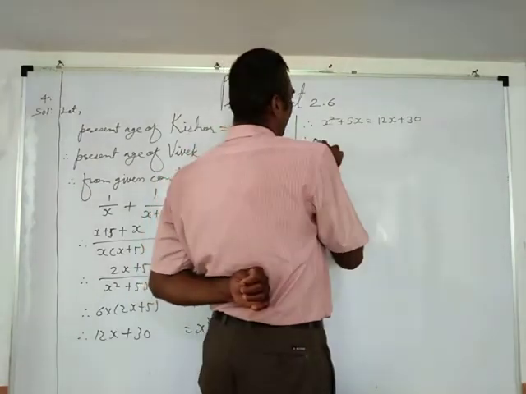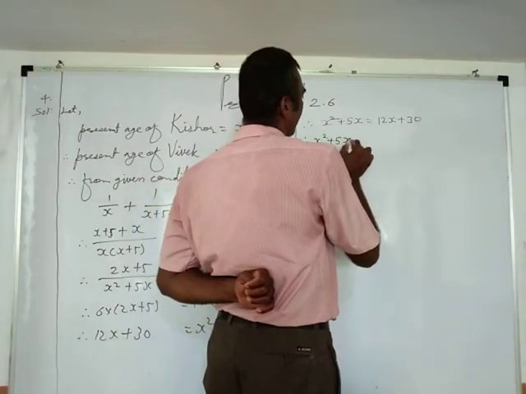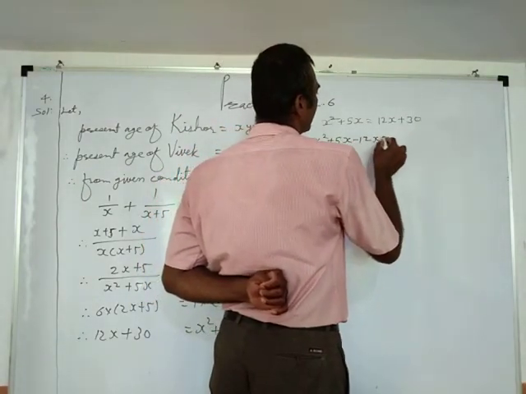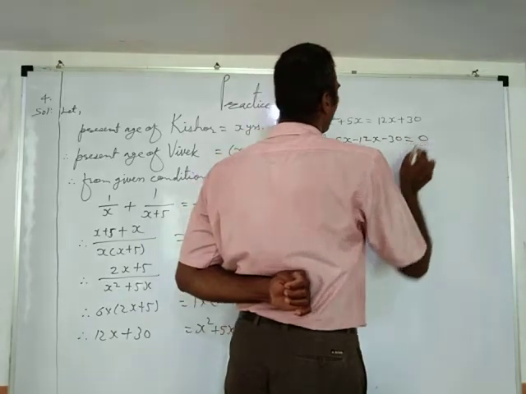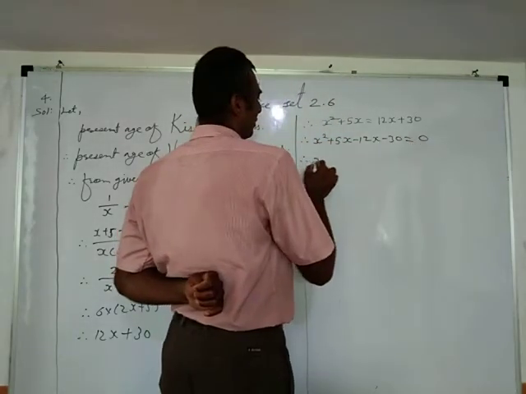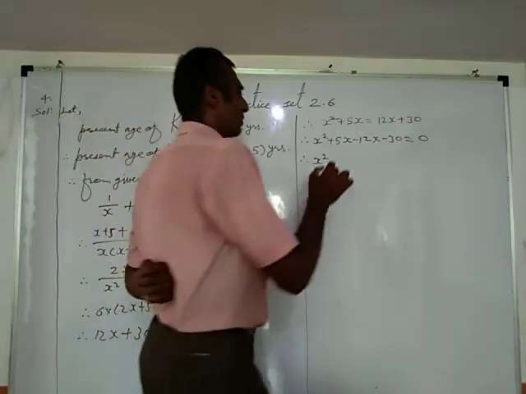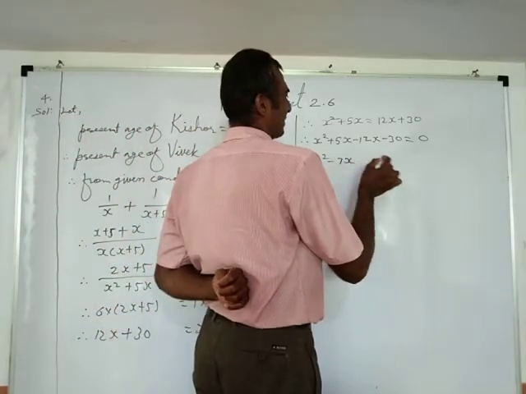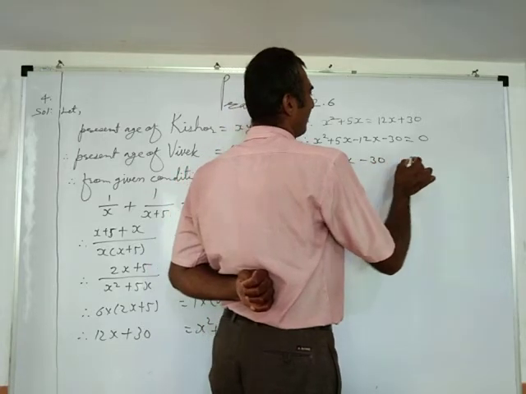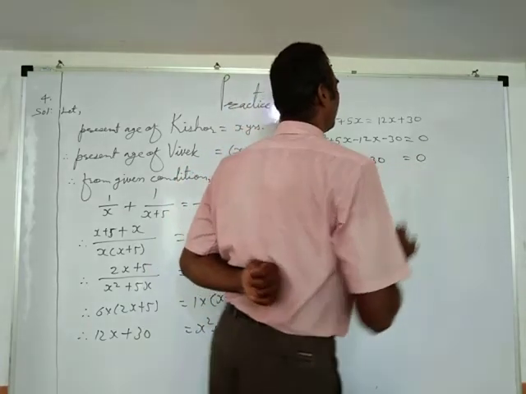Okay, therefore it will be x square plus 5x minus 12x minus 30 equal to 0. Therefore x square plus 5x minus 12x gives us minus 7x minus 30 equal to 0.